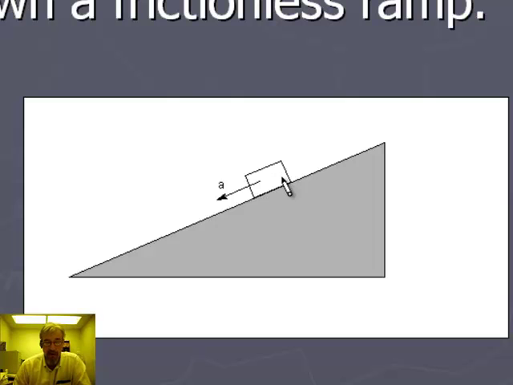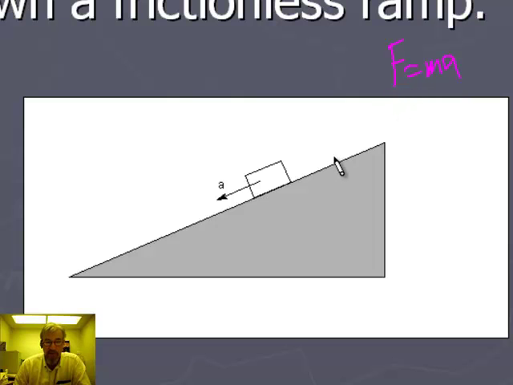Now, this object, as you all know, if you set an object on a steep ramp that's slippery, it is going to slide downhill. It slides downhill and accelerates. It's going to go faster and faster and faster the farther it goes down the hill. Well, because F is equal to ma, we know that there is no acceleration without some kind of a force.